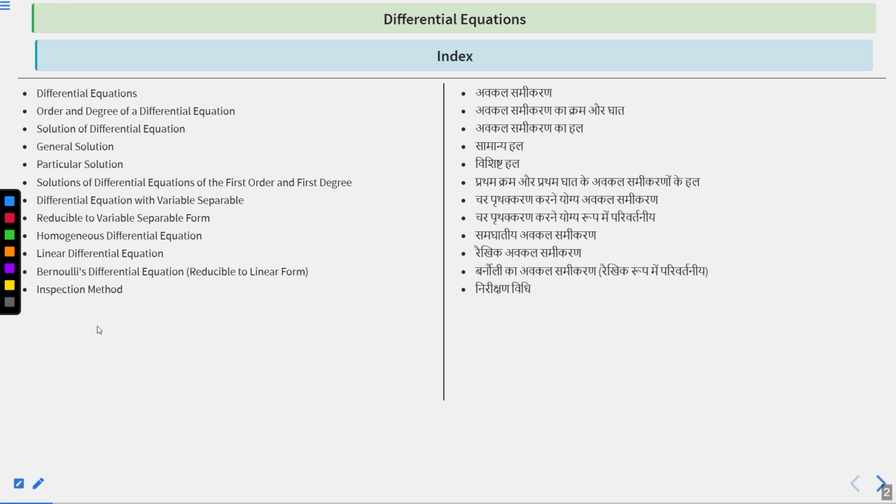And after that we will see differential equations with variable separable. And the next form is reducible to variable separable form. Next we will see homogeneous differential equations. After that we will see linear differential equations, and next we will see Bernoulli differential equations, that is, reducible to linear form. And in the last we will discuss the inspection method.